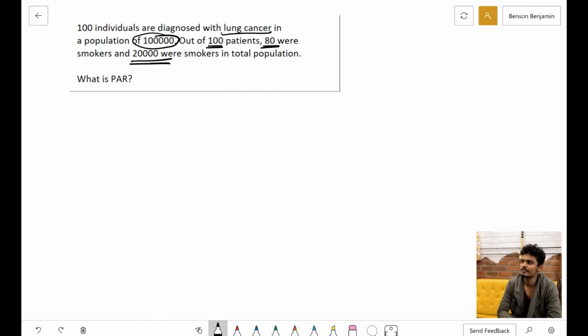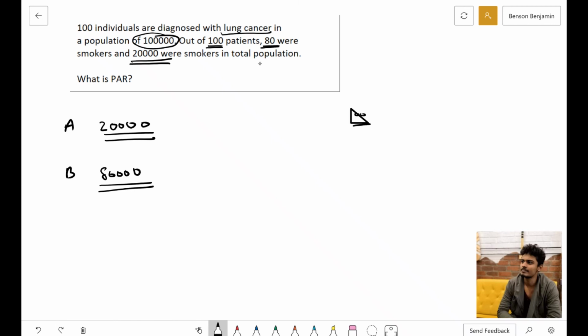So we have population A and population B. Population A is the population with the exposure. So 20,000 of the study population were smokers. At the same time, the total was 100,000, so 80,000 of the population were non-smokers. Just keep it in your mind. And out of the total, the number with disease was 100.